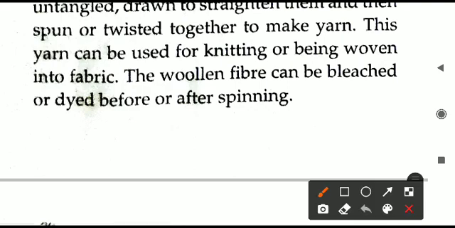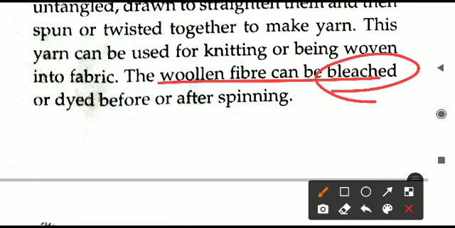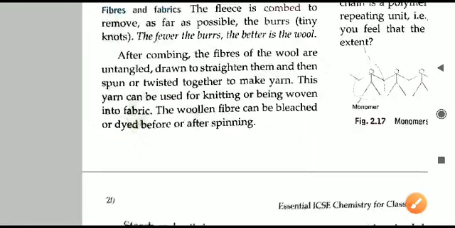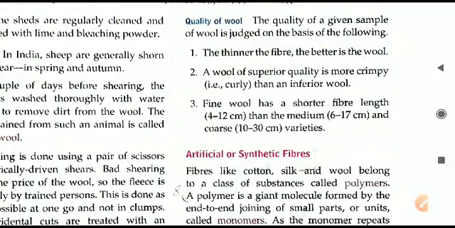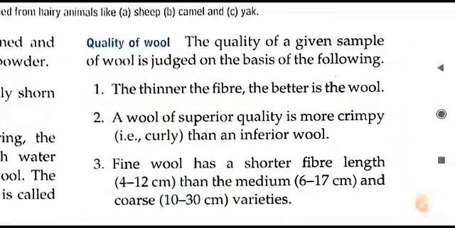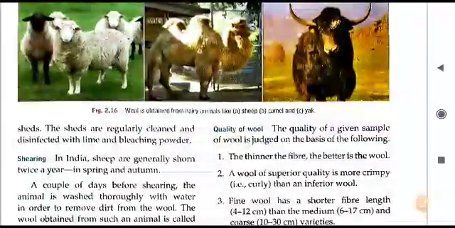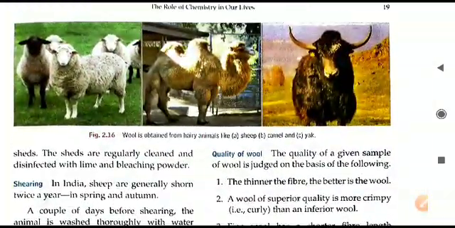So the woolen fiber can be bleached and dyed, before and after the spinning. Bleaching is important, and dyeing is done just to give different colors to the wool. You can see different colors in the woolen clothes you are wearing. The colors come because bleaching and dyeing is done there.